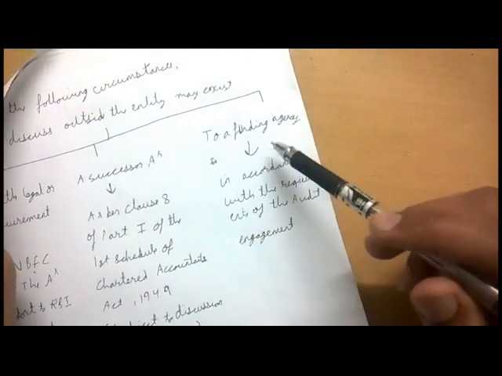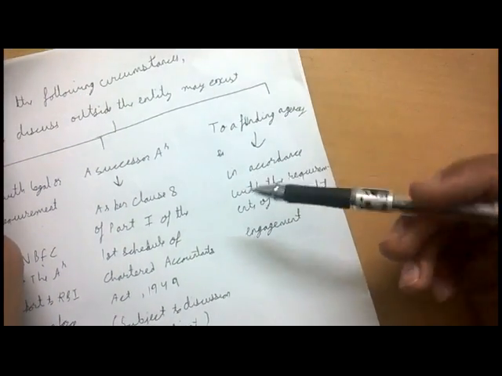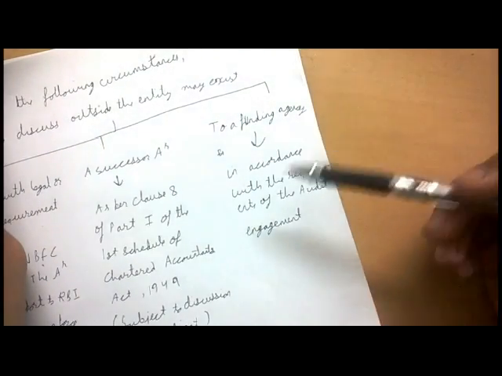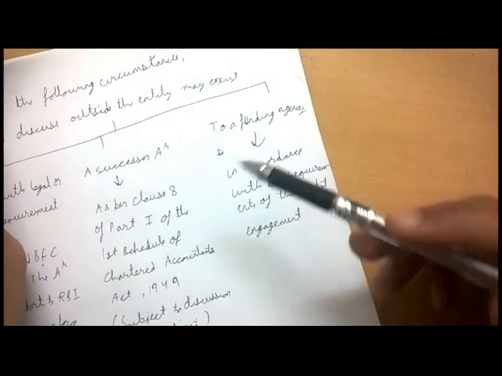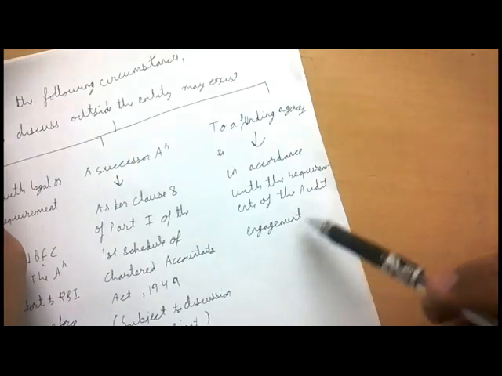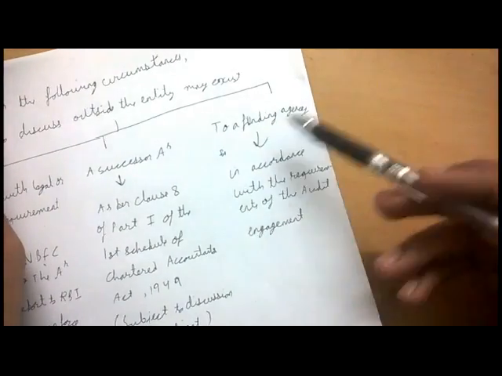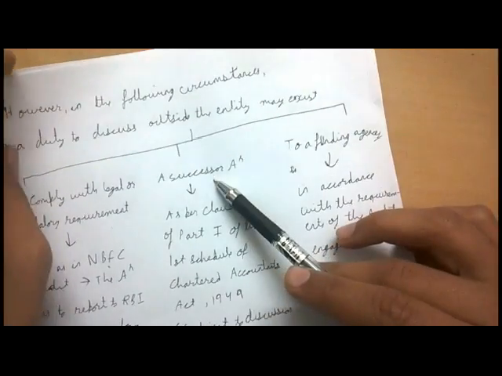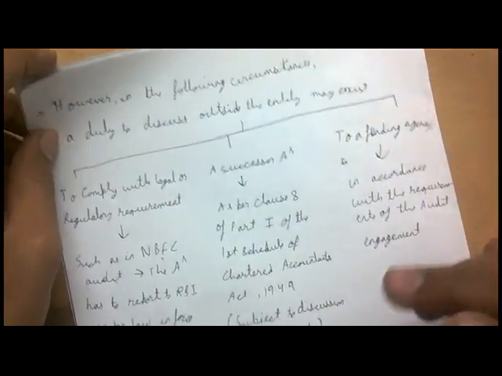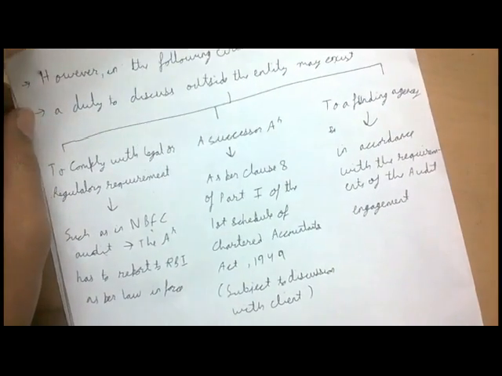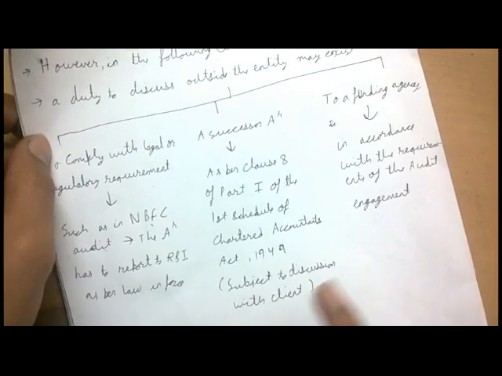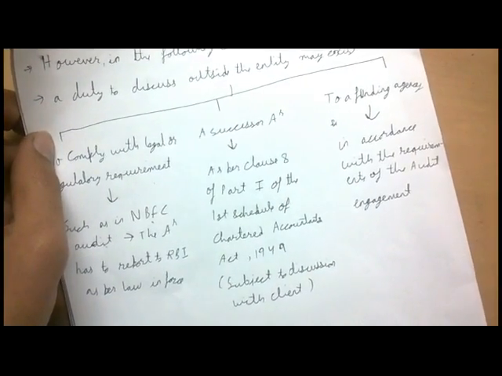Then to a funding agency, the one who has provided you investment or funding, you need to communicate with them in accordance with the requirement of the audit engagement. If there is a fraud and error, you need to communicate to these as well, to the successor auditor as well, and to comply with legal and regulatory requirements. For example, to the Reserve Bank of India, you need to communicate regarding the frauds and errors in the entity that you have identified.